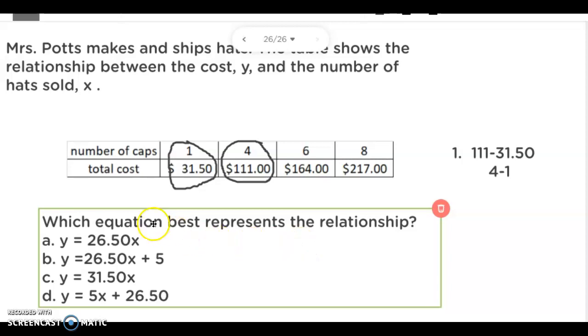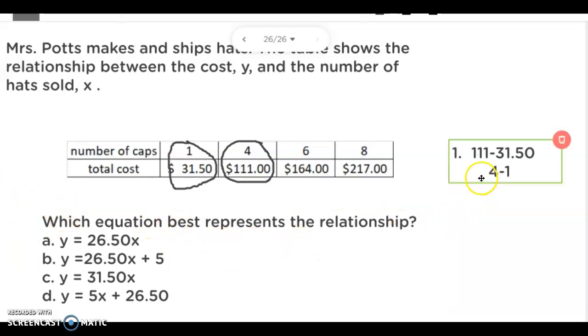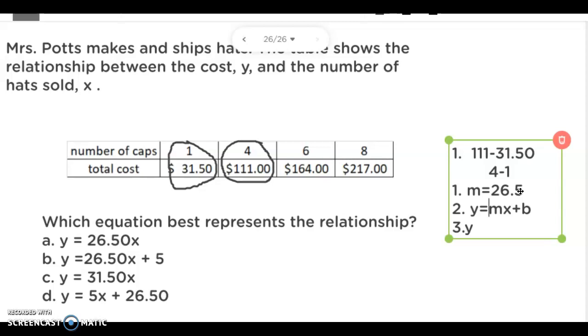All right, so let's go back to our class kick. 26.5. Oh, there it is. My answer's 8. No, you did not finish the process. We got to finish the process. So we know that 1, our M is 26.5. 2, write the equation. Y equals mx plus b. Next part, 3, y equals 26.5 x plus b.